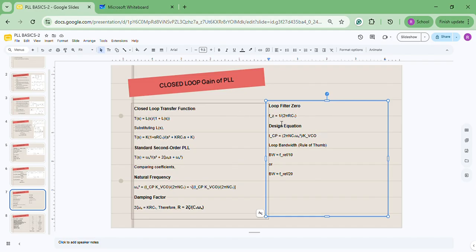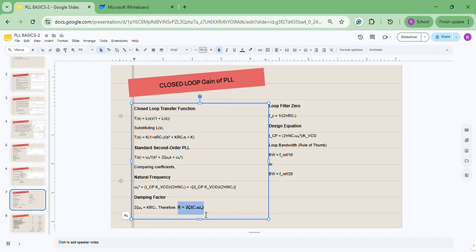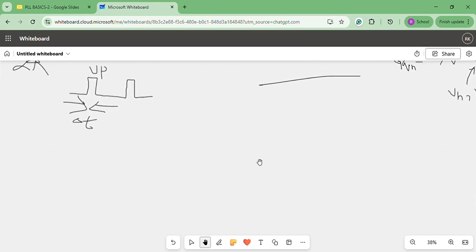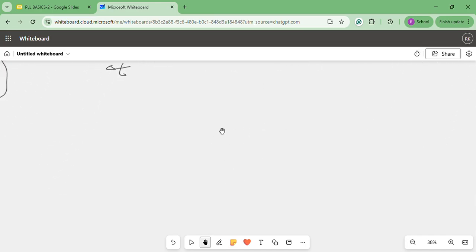So now we have two circuit elements in the loop filter. We got R. Now our aim is to get C. So we'll discuss here how we will get C. As we have seen, R is nothing but 2 zeta divided by C1 into omega n.